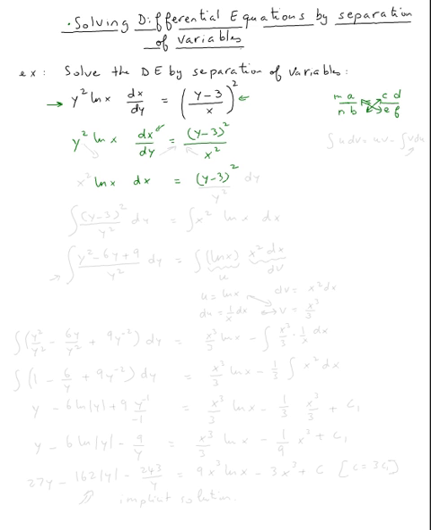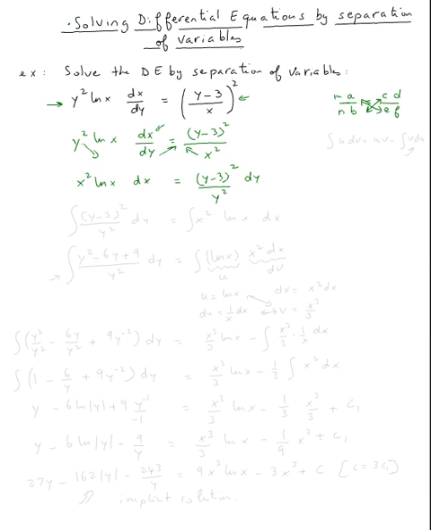Now what do I need to move? I need to move this y squared to the right side. Since it's in the numerator, it has to go down to the denominator. Now dy is in the denominator, so it has to go to the numerator. x squared is in the denominator, so it has to go to the numerator, so x squared goes here. So here we have all the x's and dx's on one side and all the y's and dy's on the other.